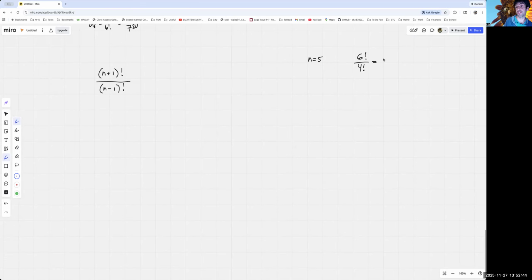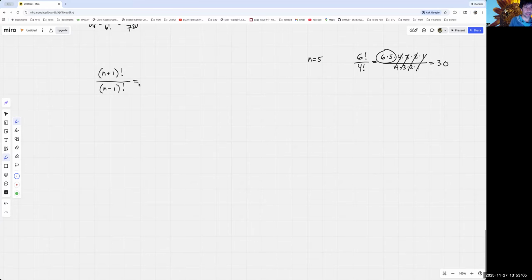Or we could notice this. 6 factorial is just 6 times 5 times 4 times 3 times 2 times 1. 4 factorial is 4 times 3 times 2 times 1. Since everything's being multiplied, we can cancel those factors and we end up with 30. But the important part is we're ending up with 6 times 5.